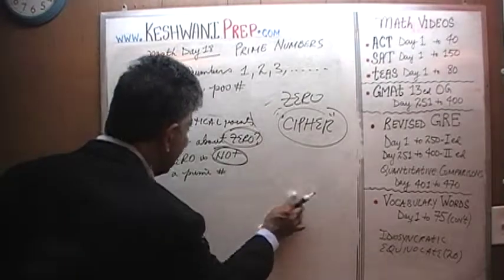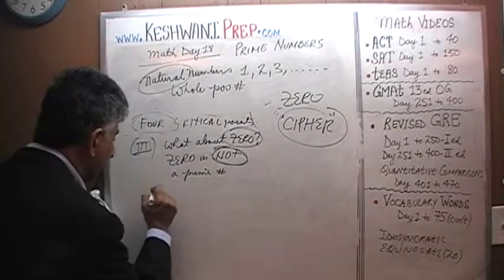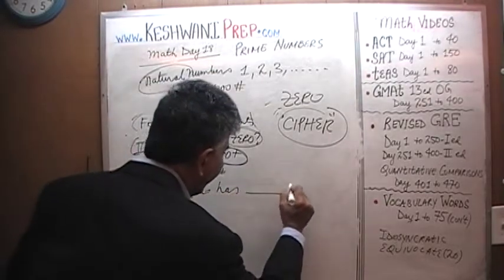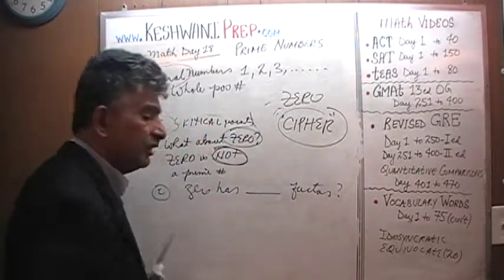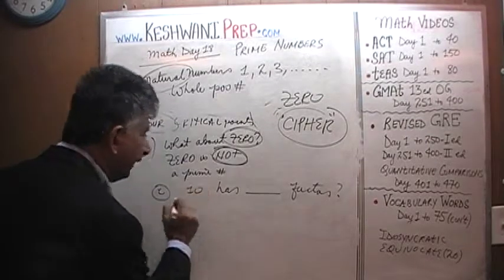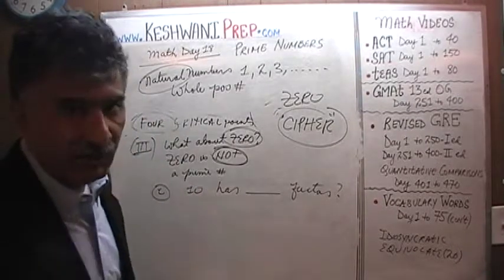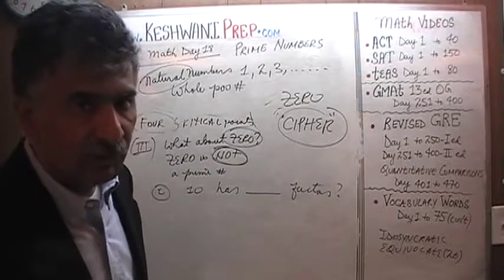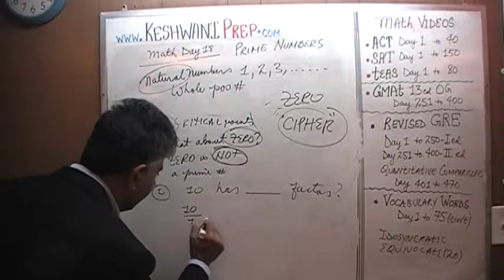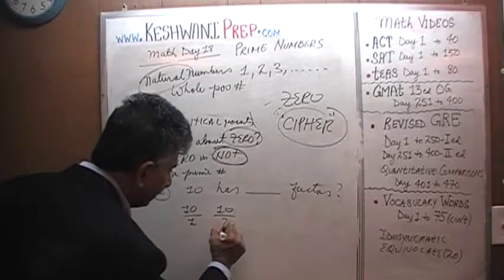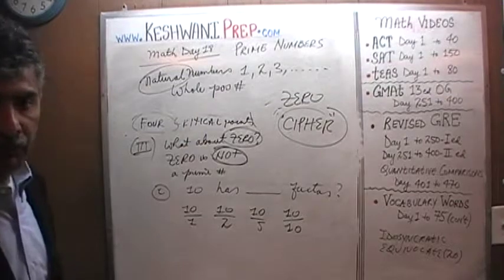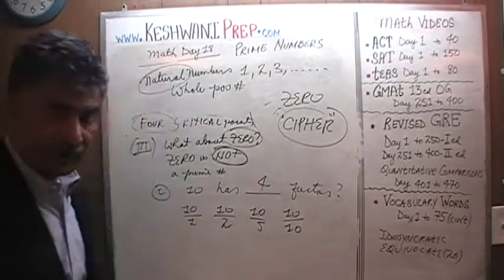The third reason why 0 is not a prime number is because of how many factors 0 has. What does it mean when you say how many factors it has? For example, how many factors does 10 have? It's the same as asking, how many numbers can we divide 10 evenly by? Well, we can divide 10 by 1 evenly, that will be a whole number. We can divide 10 by 2, we can divide 10 by 5, we can divide 10 by 10. All of these are going to be whole numbers. Therefore, 10 has 4 factors.